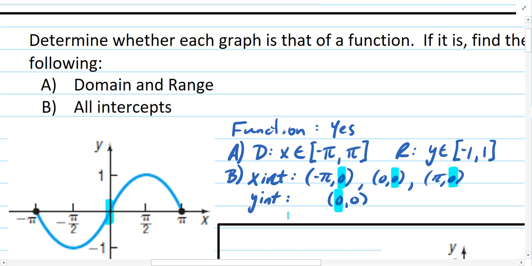But all y-intercepts will contain an x value equal to 0. And that's true for all x and y intercepts.